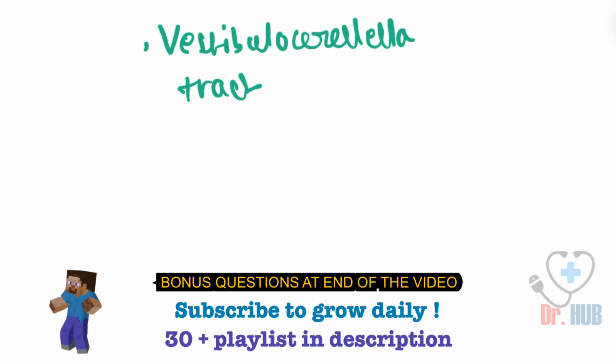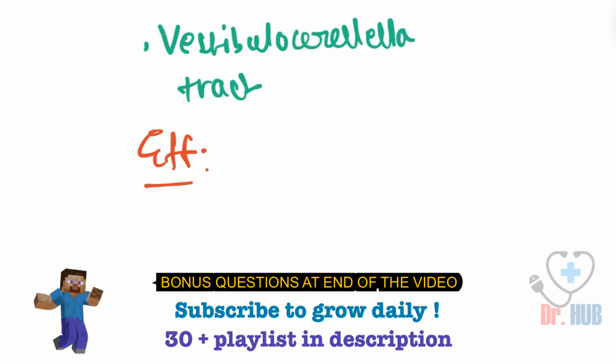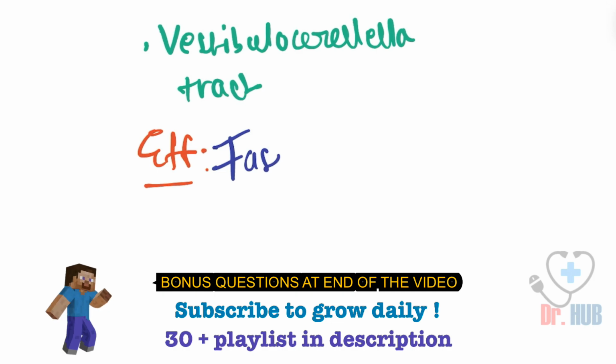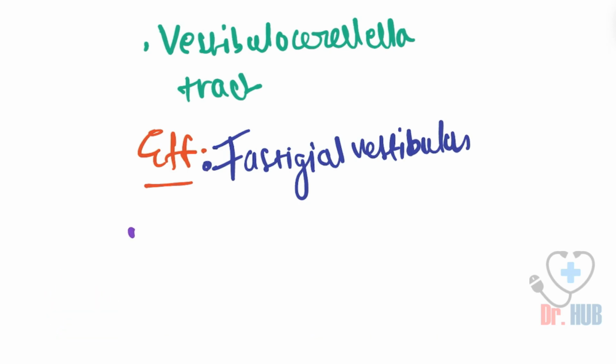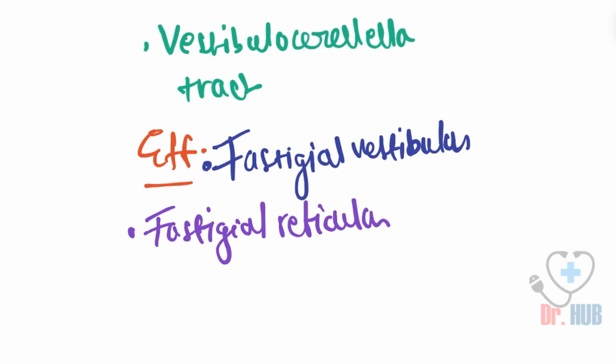Afferents we saw, then the efferents. What is the efferent of the inferior cerebellar peduncle? This includes the fastigial vestibular pathway. Next, it also includes the fastigial reticular pathway.